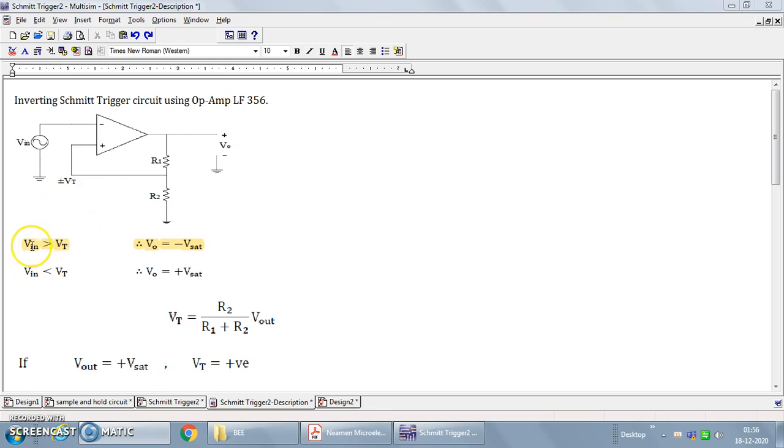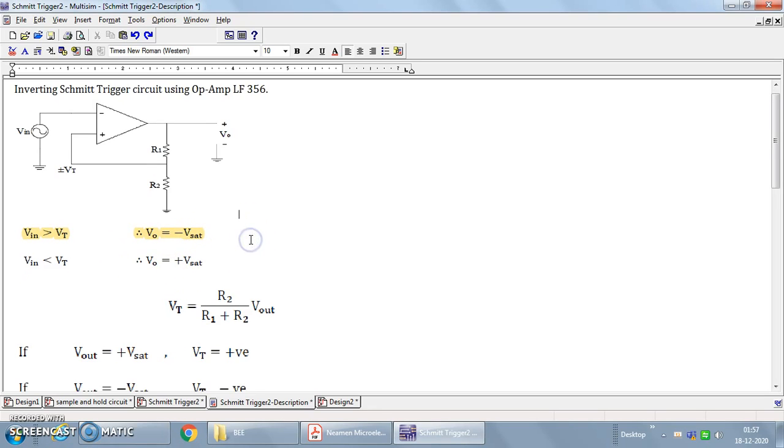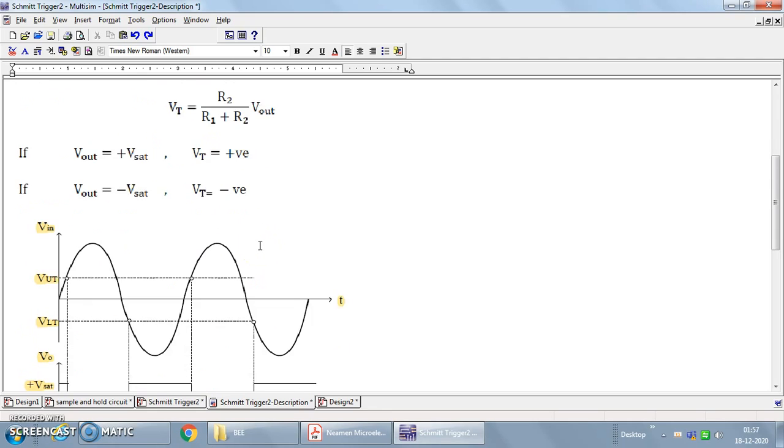Now, if the input voltage is greater than the set threshold voltage value, then the output voltage settles to the minus Vsat value. While if the input voltage is lower than the threshold voltage value, then Vout equals plus Vsat. This plus and minus Vsat are the maximum values beyond which the op-amp cannot generate the output voltage.